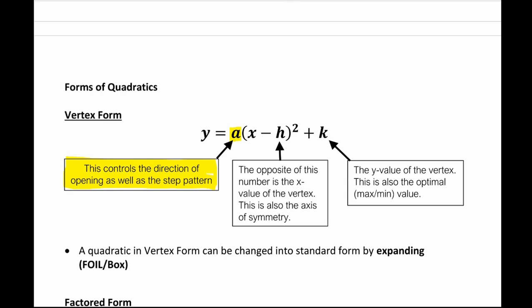Again, we talked about if a is positive, it opens up. If a is negative, it opens down. And again, it helps us with that step pattern, which was that 1a, 3a, 5a that we just talked about in the last question.